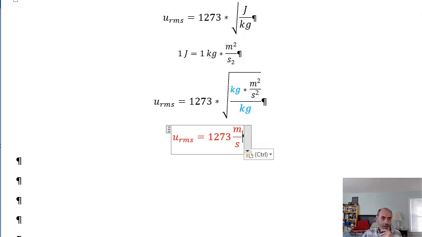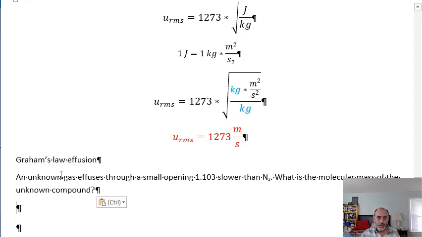Now the last problem is Graham's law of effusion. So here, I'll paste that into here. So you can see that we have an unknown gas effuses through a small opening slower than nitrogen does, and we're asked to figure out the molecular mass of the unknown compound. Now we don't know temperature, we don't know pressure, we don't know anything like that. How do we solve that problem?